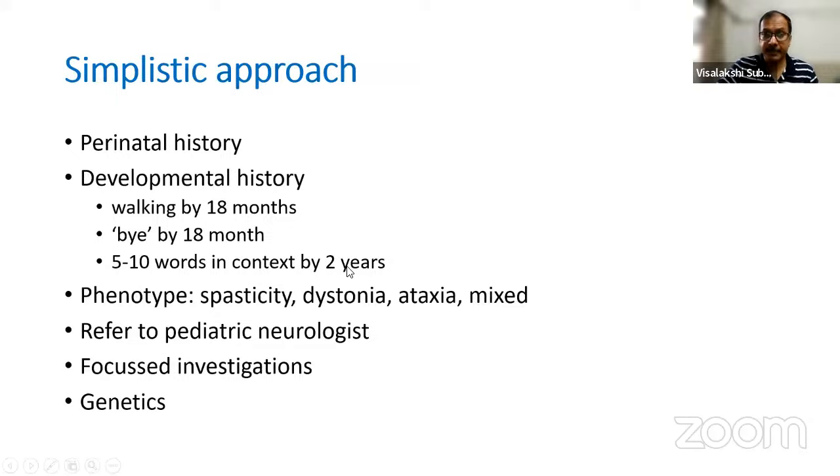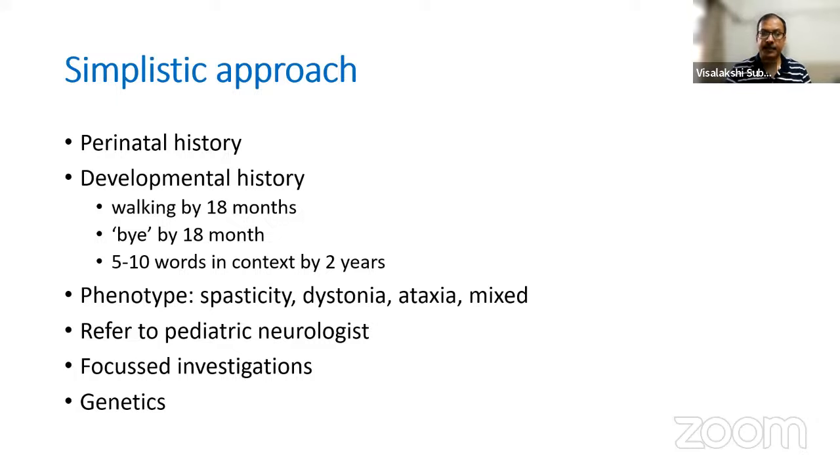So my simplistic approach is look at the parental history very closely, look at the developmental history very closely. By no means am I asking orthopedicians to become developmental pediatricians, but simplistically, if a child is not walking independently by 18 months, then I'm worried. If the child does not say bye-bye by 18 months, and we'll talk about why this is important, because reciprocal social interaction is a very important feature to diagnose autism, an autism-like disorder.